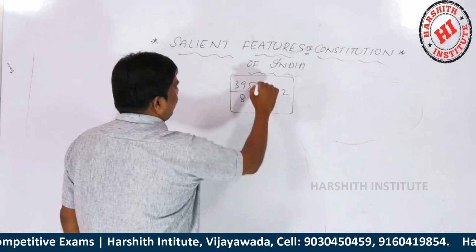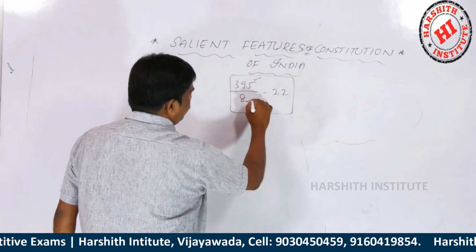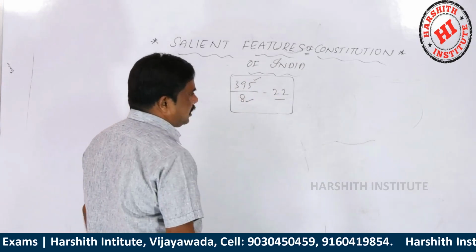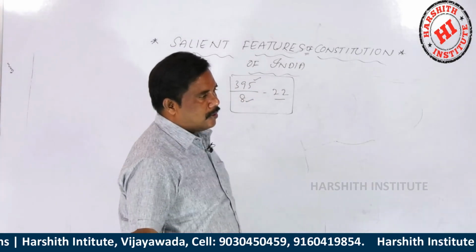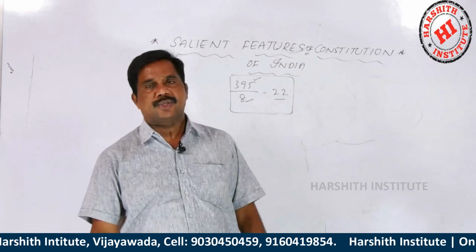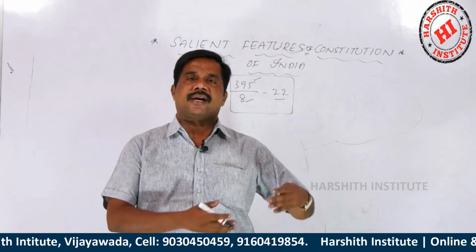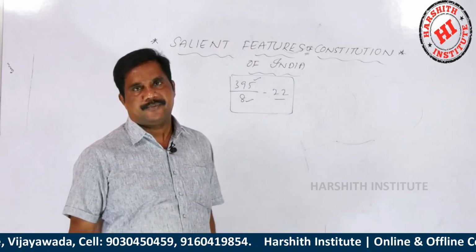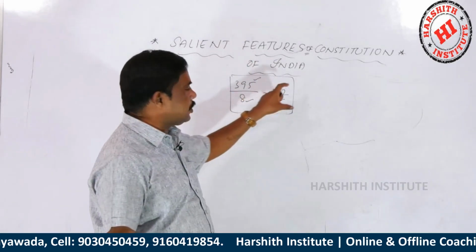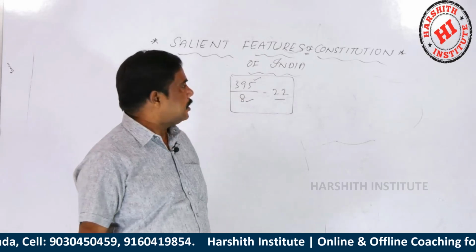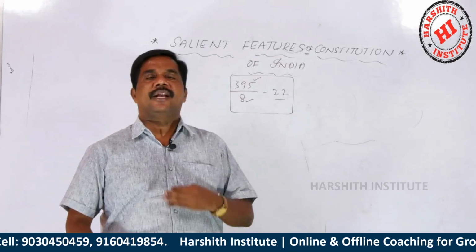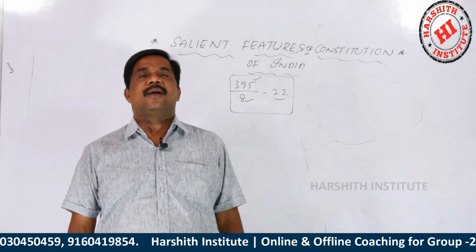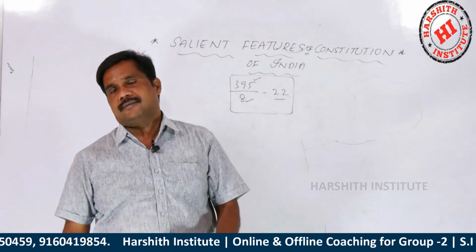So 395 articles, 8 schedules, 22 parts in the beginning. No other country's constitution has this much quantity, this many articles, schedules, etc. So the Indian constitution became the longest and biggest constitution in the world.